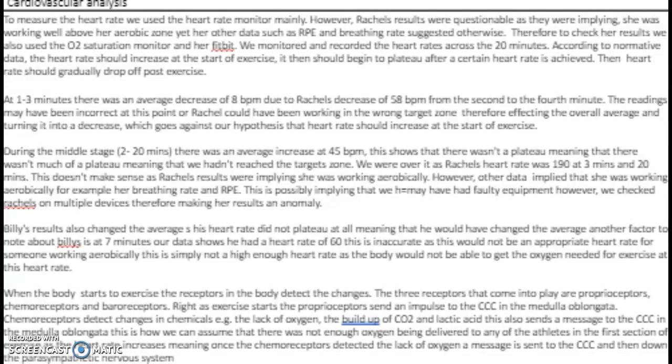This is how we can assume that there was not enough oxygen being delivered to any of the athletes in the first section, as the heart rate increases, meaning once the chemoreceptors detected the lack of oxygen, a message is sent to the CCC and then down the parasympathetic nervous system, increasing heart rate.